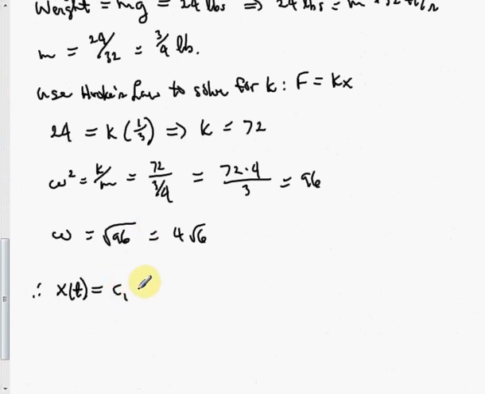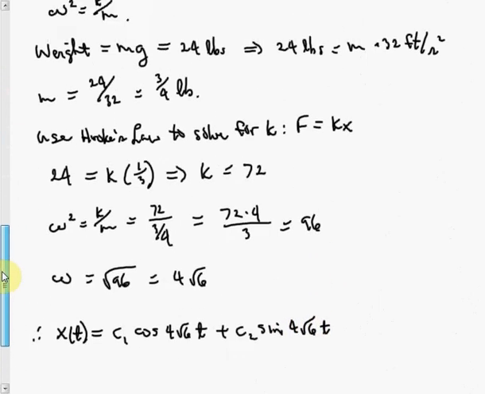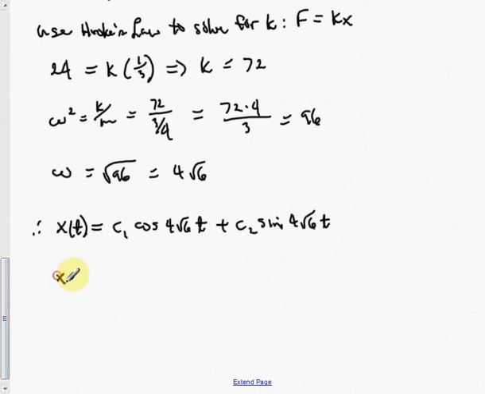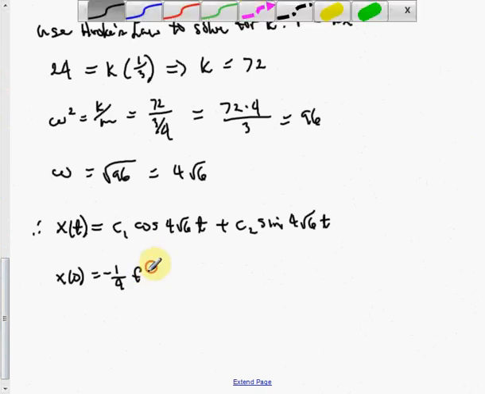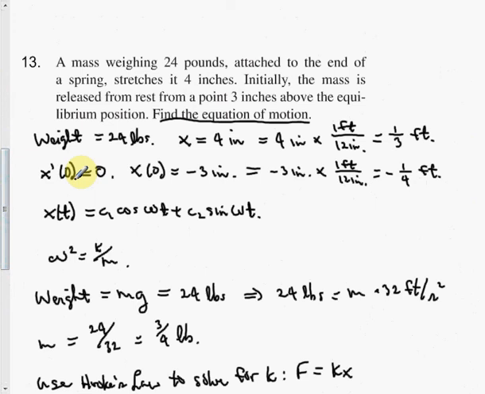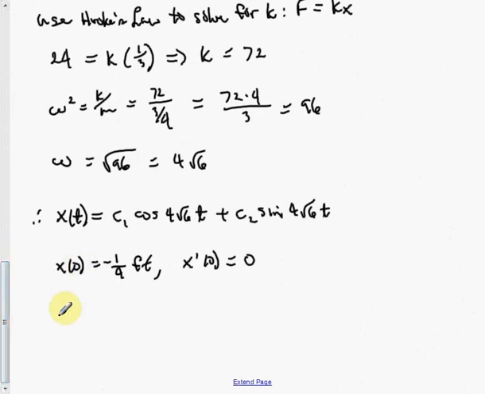So here, this is c sub 1 times cosine of omega, which is 4 the square root of 6 times t, plus c sub 2 times sine of omega, 4 times the square root of 6 times t. Now those initial conditions we need, x of 0, that initial condition is negative 1 over 4. So we got x of 0 is negative 1 over 4 feet. And then the initial velocity, x prime of 0, I believe that was 0. X prime of 0.